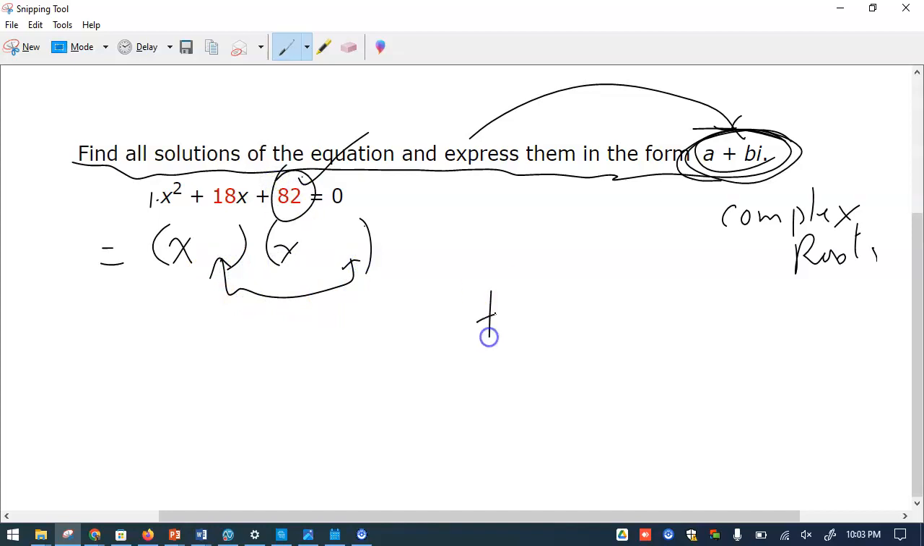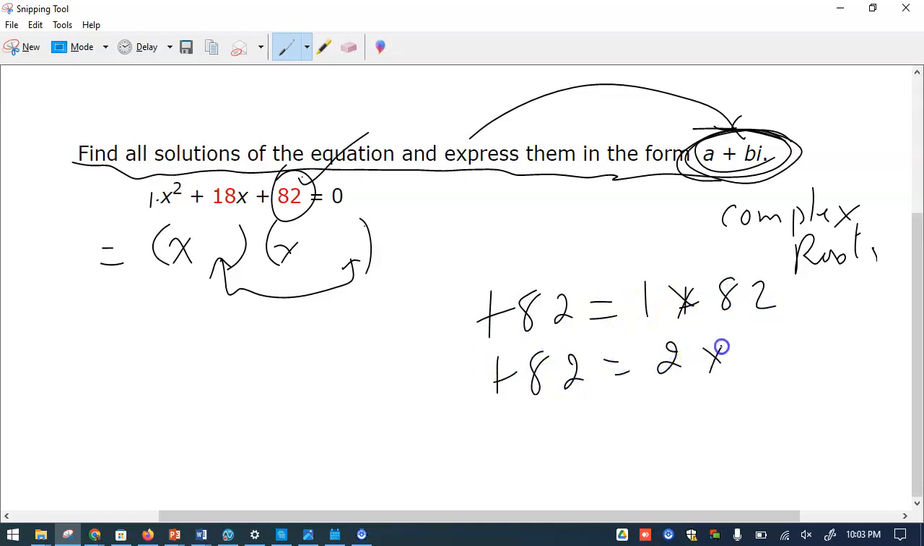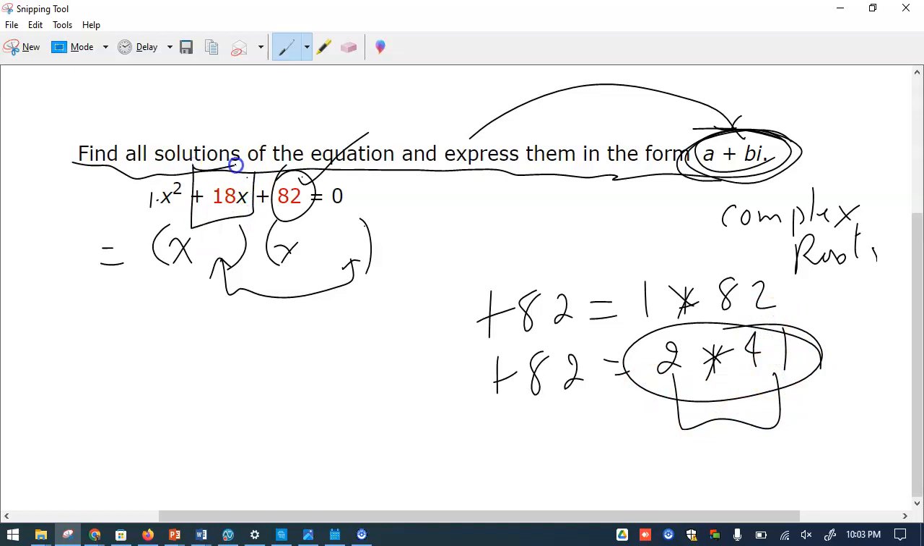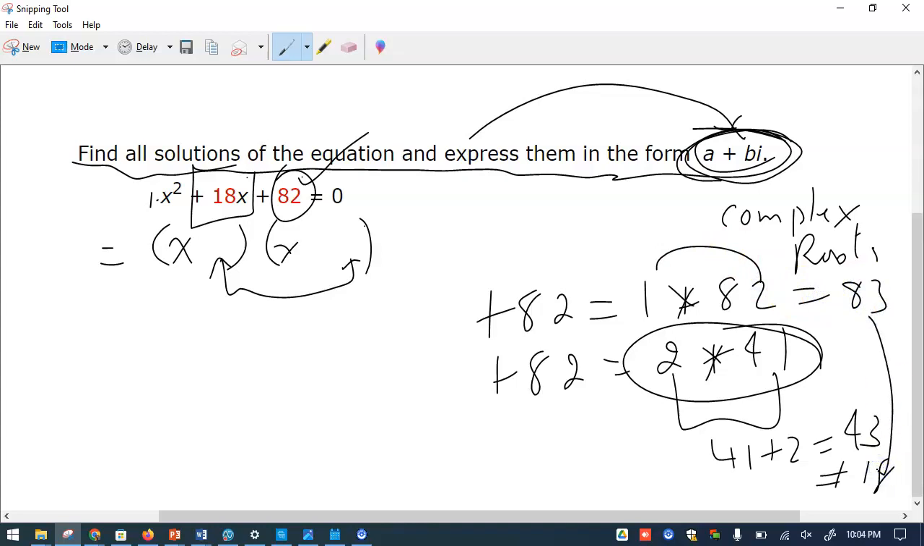If you see there's an 82, what are the factors of 82? 1 times 82 is 82. And also 2 times 41 is 82. But none of them add up. You need to make sure they add up to 18. Do they add up? 41 plus 2 is 43, and this is not equal to 18. And these two adding up will be 83. So none of them work. So naturally this shows that you can't do this. So that's not possible.